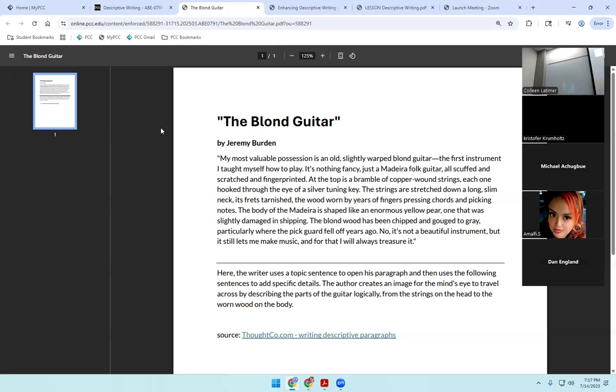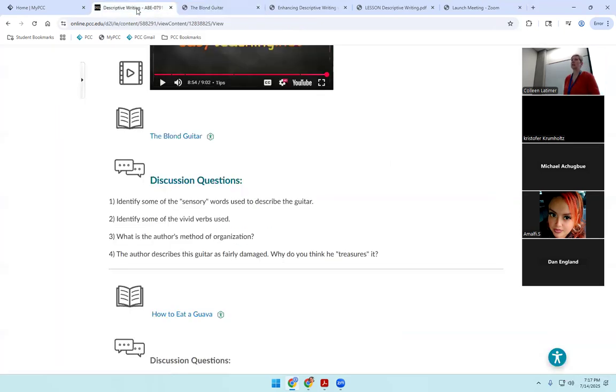So at the top, starts off there, moving down the strings, the long, slim neck, and then it's getting into the wood and the body of it. So he's kind of moving spatially through that guitar. Great. And last, the author describes his guitar as fairly damaged. Why do you think he treasures it?